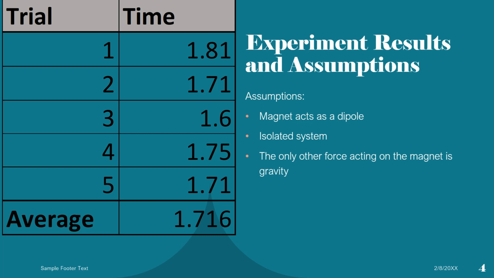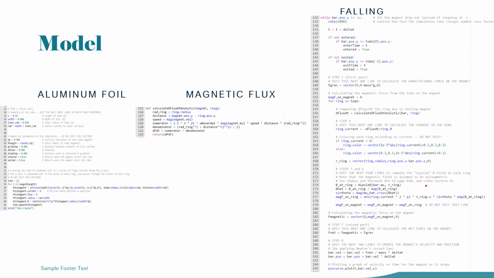Sorry about that. We had to make some assumptions for the model. One is that the magnet is acting as a dipole, a very safe assumption. Not so safe assumptions are that it's an isolated system, and that the only force acting on the magnet is gravity. Not so safe, and we'll see why in just a second. But for now, let's go over to the model itself.